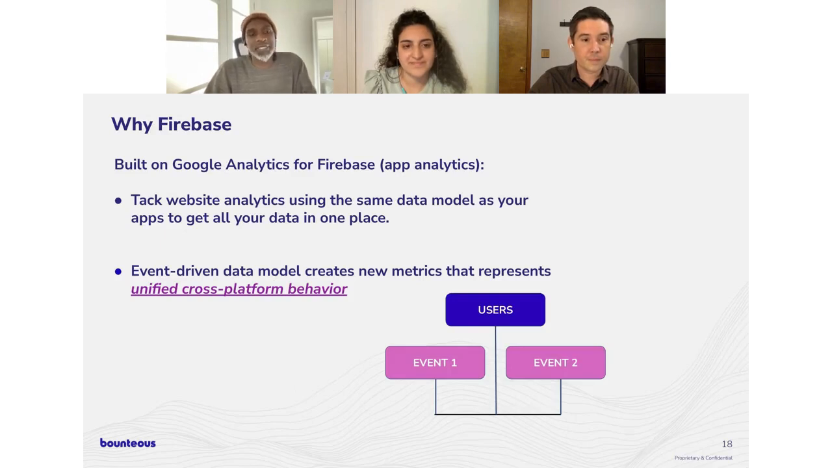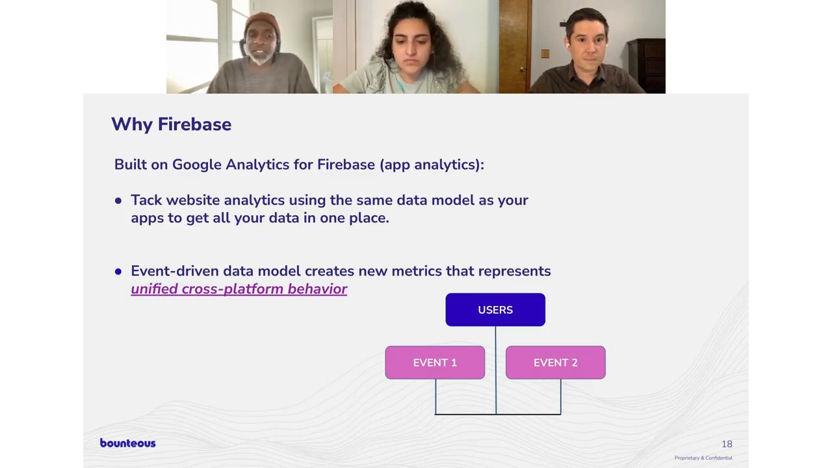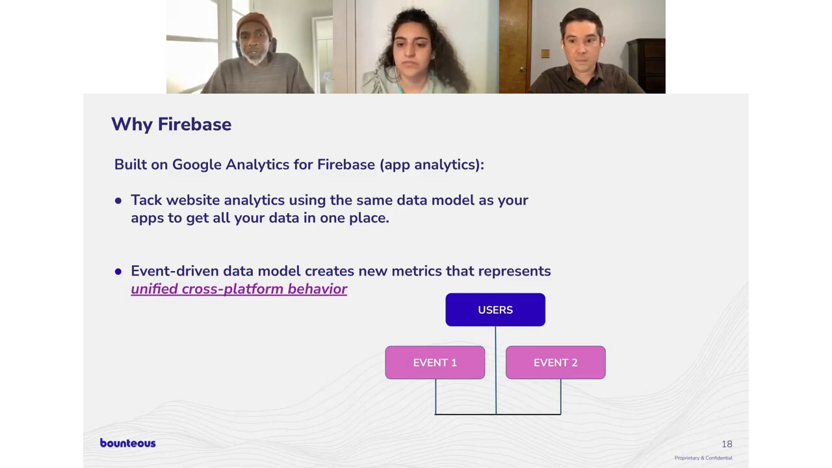Why Firebase? Google Analytics 4 is built on Google Analytics for Firebase, or App Analytics, to track analytics using the same data model as your apps to get all your data in one place. So again, the emphasis here is on data unification. The event-driven data model creates metrics that represent unified cross-platform behavior. So as a user moves from web to app, you want to be able to follow that user and engage that user, and Firebase combined with Google Analytics allows you to do that. It allows you to track that, whether it's through user ID. You're able to see that full, complete user journey.